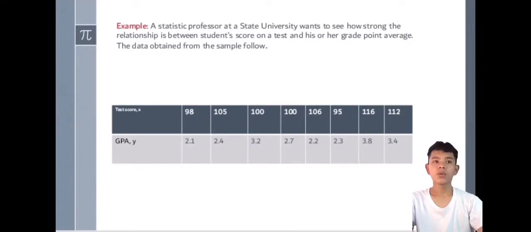So halimbawa, no, so ang test score ng estudyante ay yung isa 98, isa 105, yung isa 100, 100, 106, 95, 116, at 112. So, ang grade point average nila ay yung 98 ay ang average niya ay 2.1, yung 105 is 2.4, yung 100, 3.2, 100 again, 2.7, 106, 2.2, and 95, 2.3, and 116, 3.8, and 112 is 3.4. So, ilan yung number of paired scores natin? Meron tayong 1, 2, 3, 4, 5, 6, 7, 8. Okay, meron tayong 8 na number of paired scores.